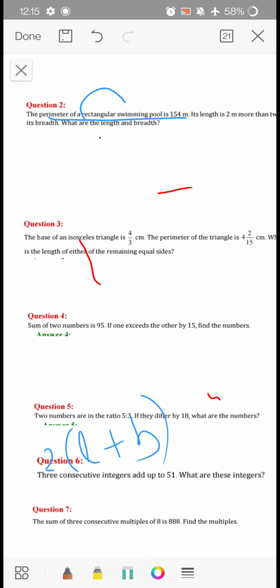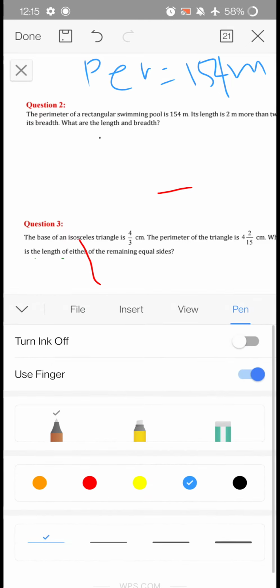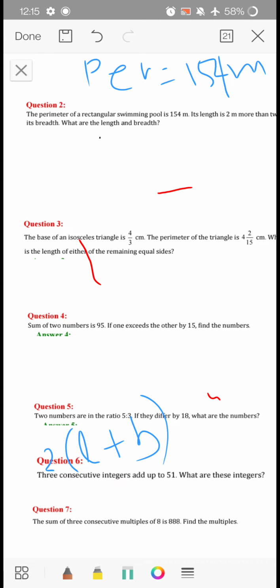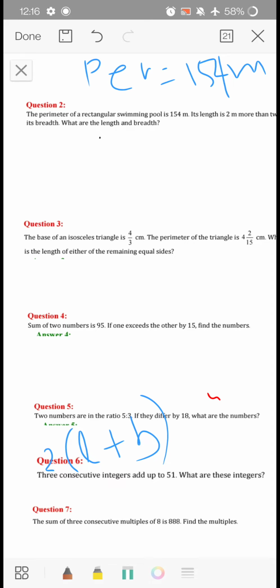Here they have given the perimeter of a rectangular swimming pool is 154 meter. Means perimeter is given, that is 154 meter. So I have listed it out. Its length is, now here they are introducing the length. So let's try to find out the length.